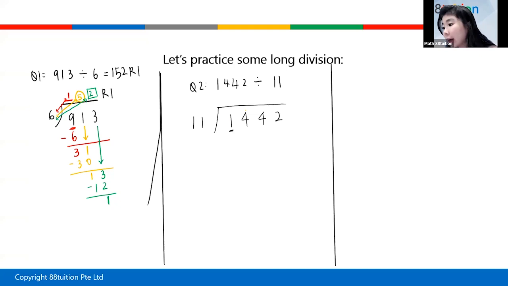If 1 cannot be divided by 11, the next thing I look at is 14. Okay, Wen Xing? Can 14 be divided by 11? Can it be divided nicely by 11, Wen Xing? Yes or no? Can 14 be divided nicely by 11?